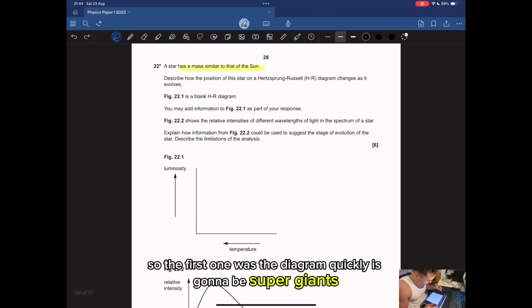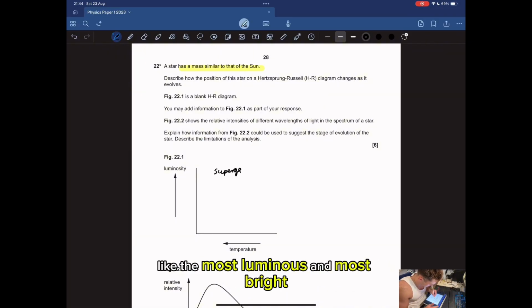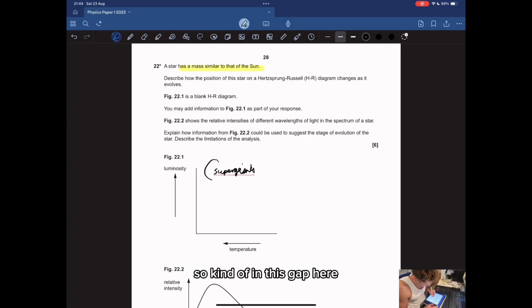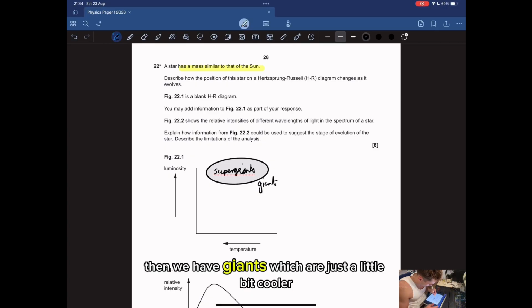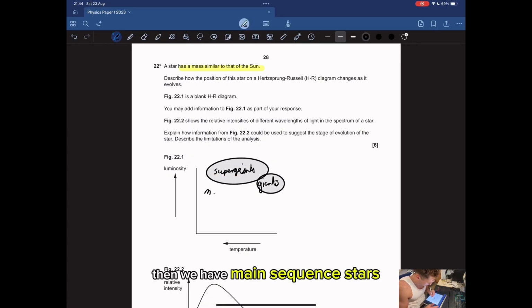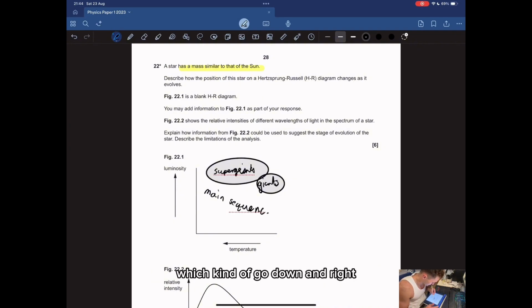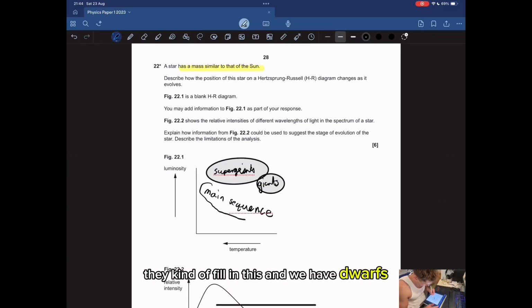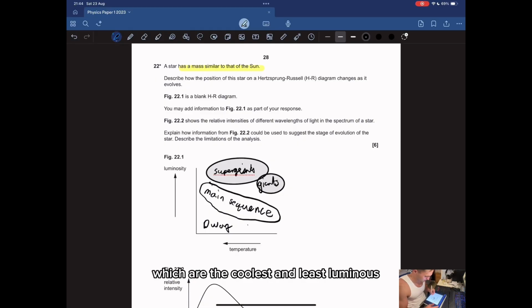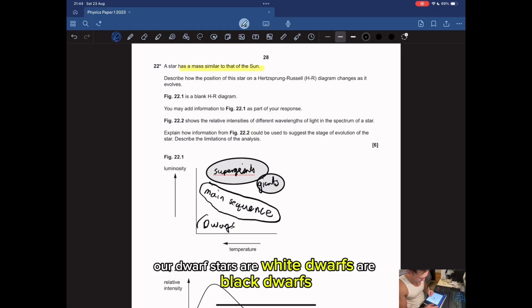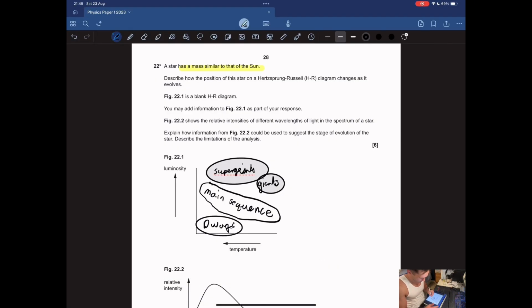So the Hertzsprung-Russell diagram quickly is going to be supergiants, which are the most luminous and brightest, kind of in this gap here. Then we have giants, which are just a little bit cooler. And we have main sequence stars, which kind of go down and right. They kind of fill in this. And we have dwarfs, which are the coolest and least luminous. So our dwarf stars are white dwarfs and black dwarfs.